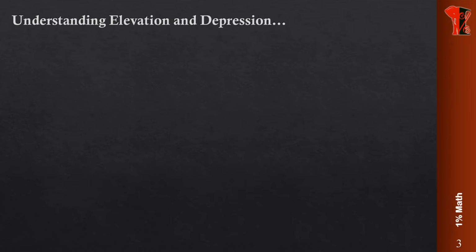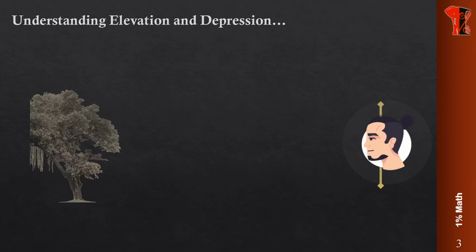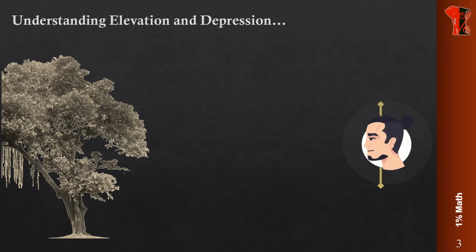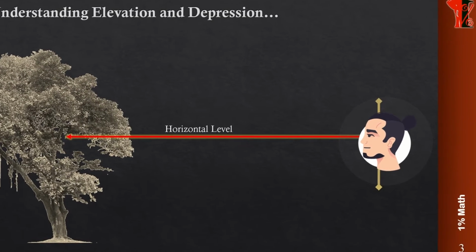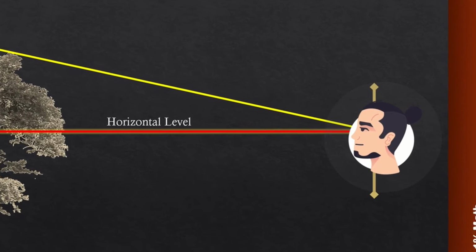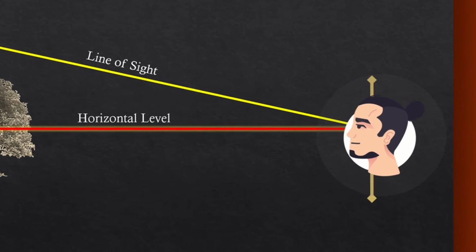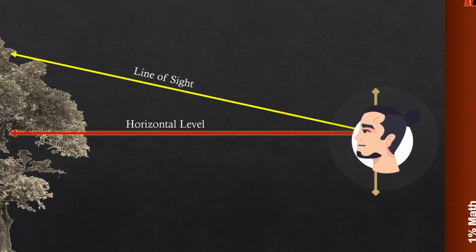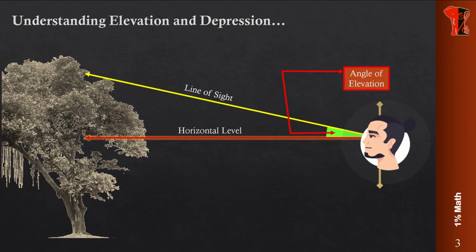Let us understand this by an example. Consider a person watching a tree. If you draw a line parallel to the ground, we call that the horizontal level. This line is drawn from the eye of the person. Imagine he raises his head. He is going to watch the top of the tree. There will be an angle formed between the line of sight and the horizontal level. We call this angle the angle of elevation.